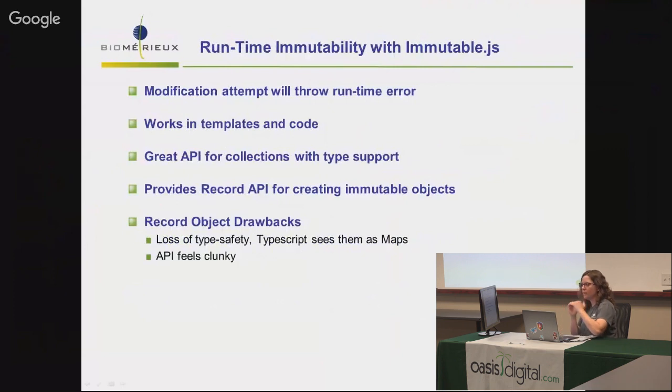So we want to have runtime immutability, which means that if somehow, say in an Angular template, something does try to set a property on an object, we want it to blow up. We don't want data to accidentally get modified. We want it to throw an error. We want to know about it so that we can catch it and fix it. Okay.